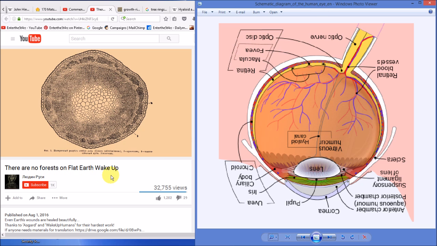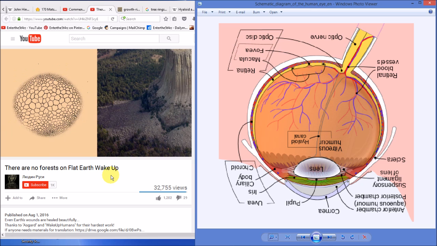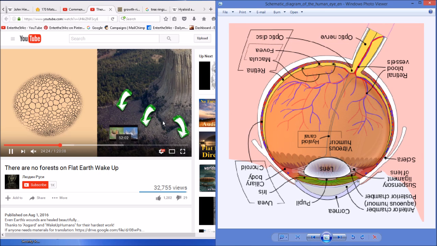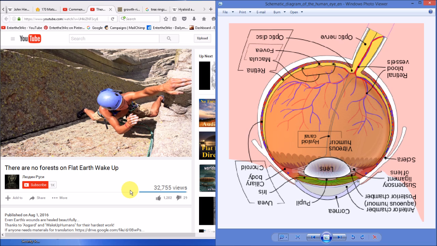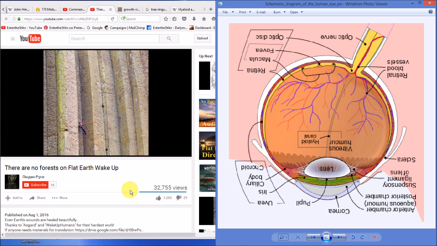There are no forests on flat Earth. Wake up. What you're looking at is a cross-section of a flax stalk. And you're seeing that this person is comparing the various stalks or seeming stalks around the earth. Flat mesa surfaces with columns of hexagonal beams squashed together, just like the stalk.